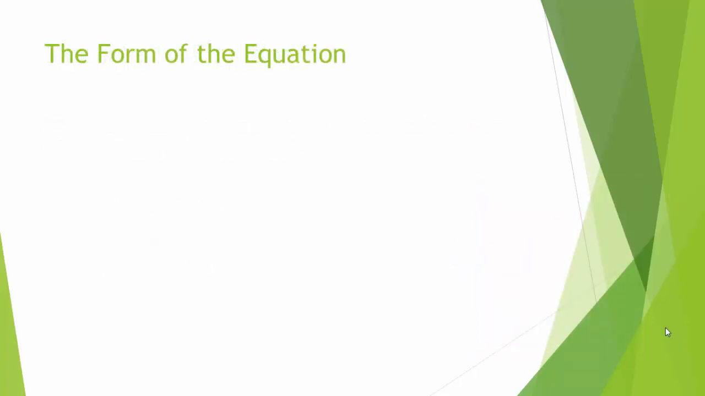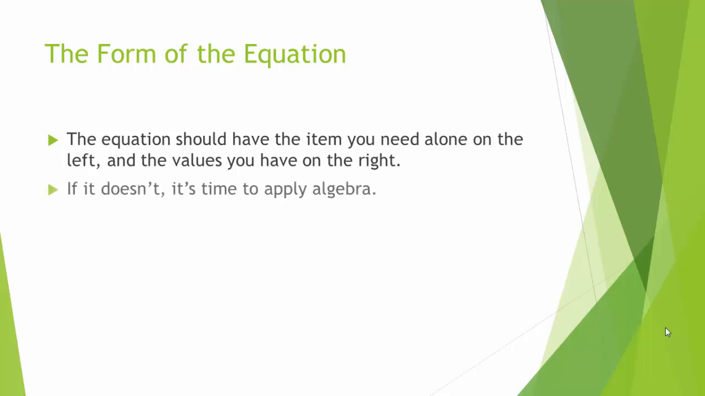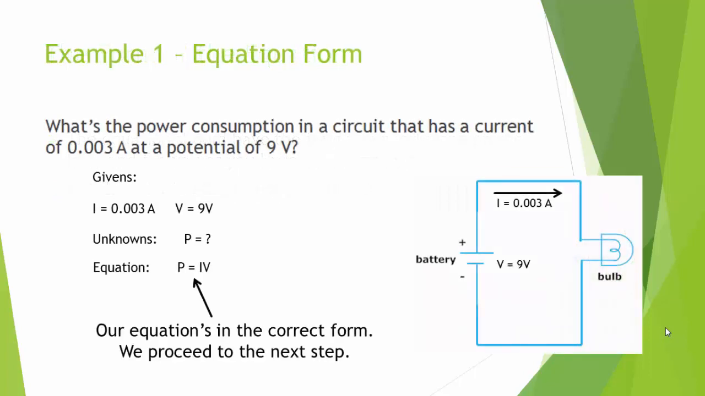And in that case it was alone on the left-hand side: P equals IV. So whenever it isn't in the right form, we will apply algebra. In this case, we're in the correct form. P is on its own. We can proceed to the substitution step.